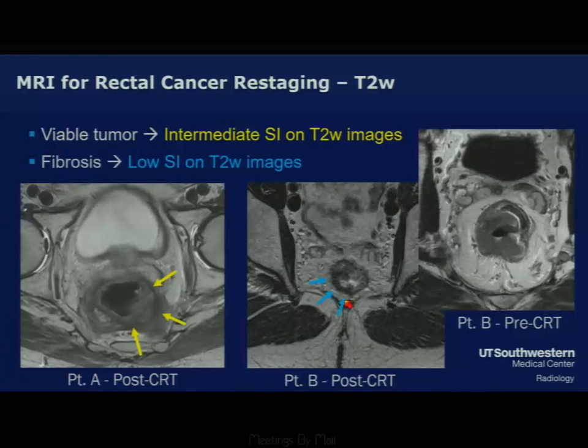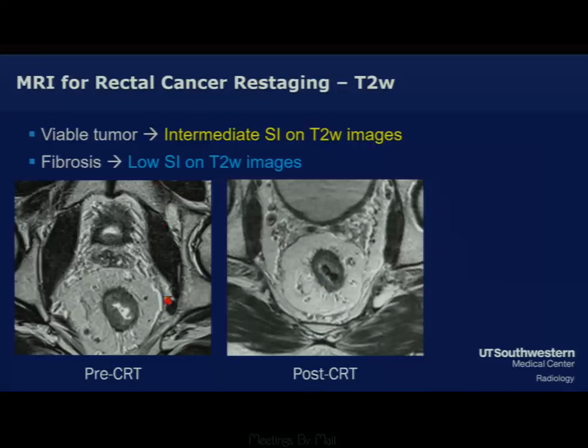In contrast, again, to this case that I showed you, which has shrunk from this large tumor and is now predominantly dark on T2-weighted images. This is fibrosis. So viable tumor, intermediate signal intensity, just like the primary tumor would be, and fibrosis is low signal intensity on T2-weighted images.